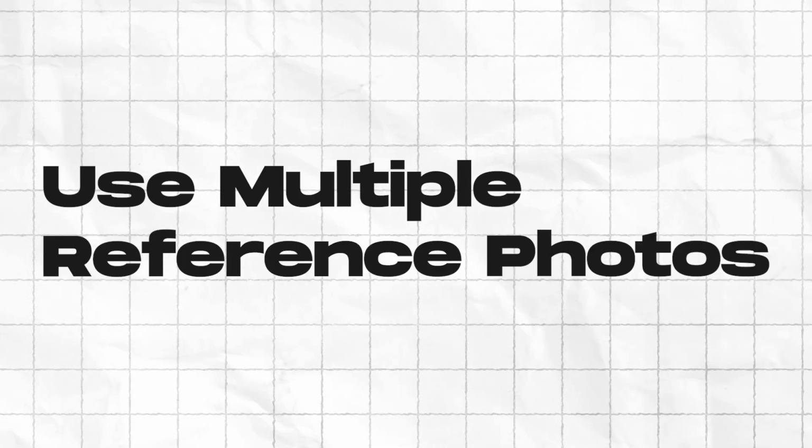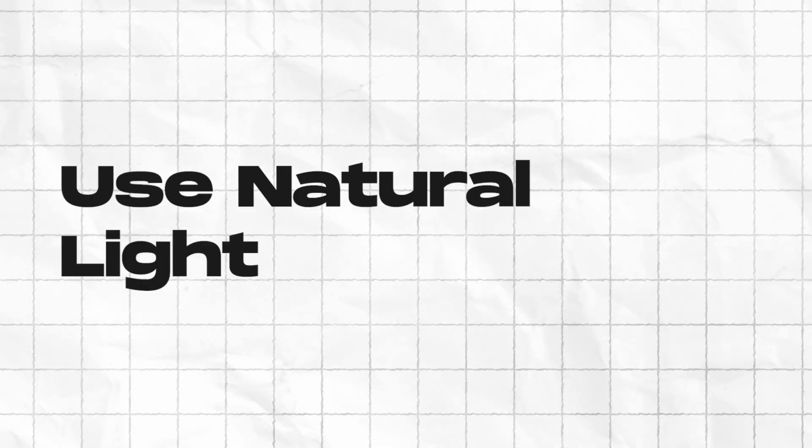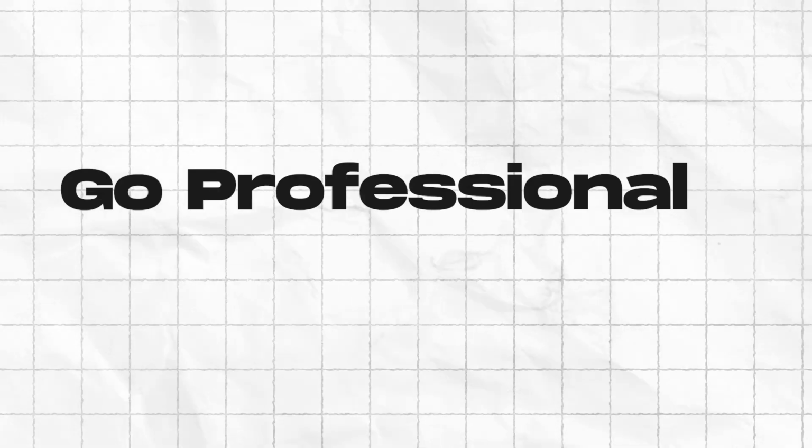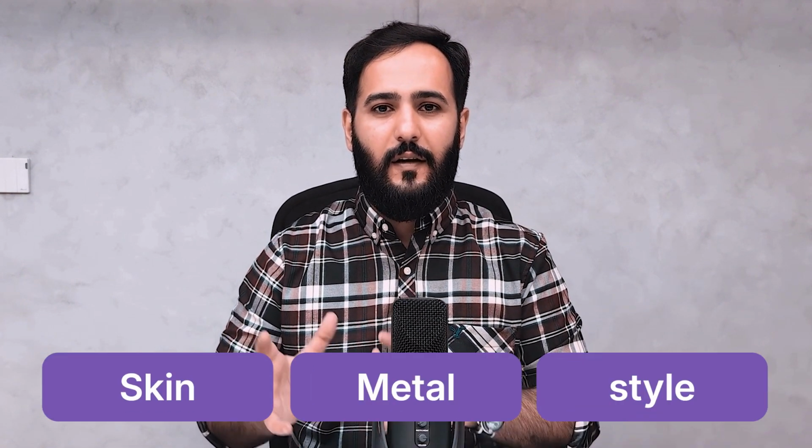Use multiple reference photos. Supply the AI with photos from the front, side, and angled views for accurate proportions. Avoid filters. Don't use selfies with filters or heavy makeup. They distort your real features. Use natural light. Capture your input photo under soft, natural light to reveal details without harsh shadows. Go professional with PBR. If your chosen tool allows, use PBR, physically based rendering materials for realistic finishes like skin, metal, or fabric.